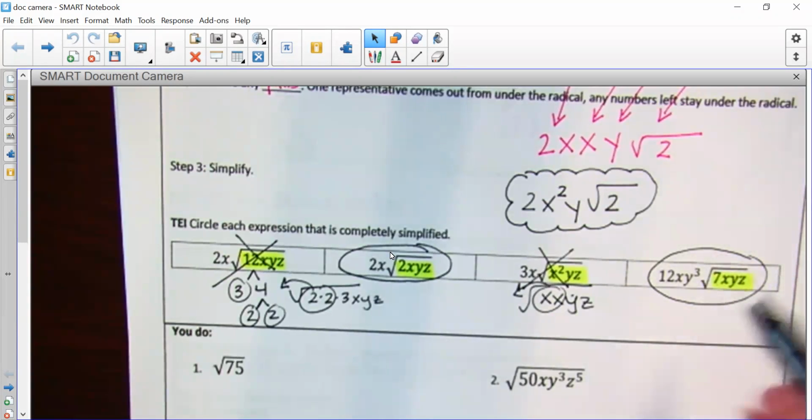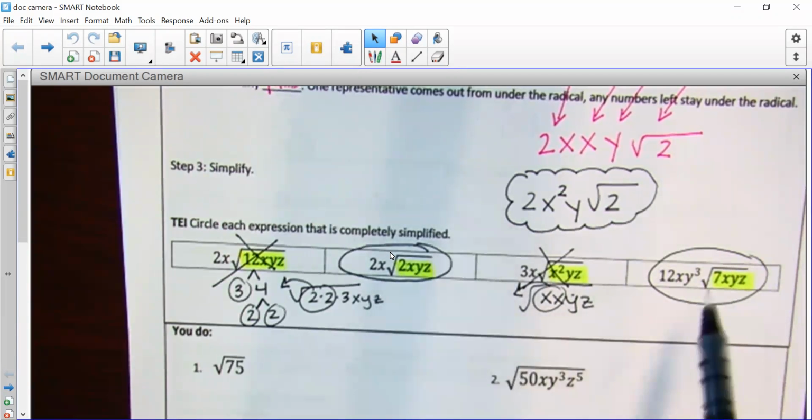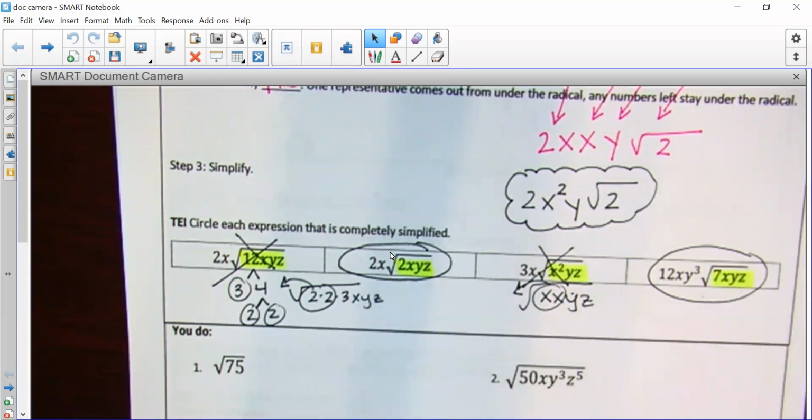So as far as the variables go, I'm just making sure that none of the powers are greater than 1, because if they're greater than 1, I had a pair I should have taken out. So it's just these two that are completely simplified.